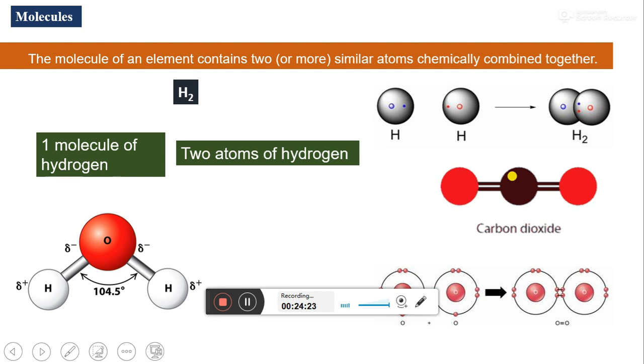I have also shown water. Water is H2O, where oxygen is in the middle and hydrogen at the terminals, right? White is the hydrogen and the red portion is the oxygen. I have also shown the oxygen molecule, where one oxygen combining with another oxygen forms O2.